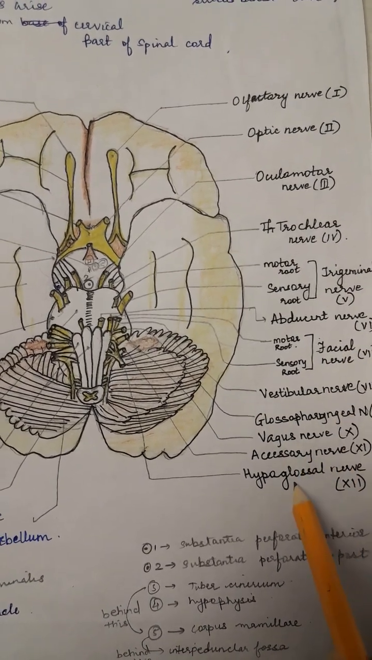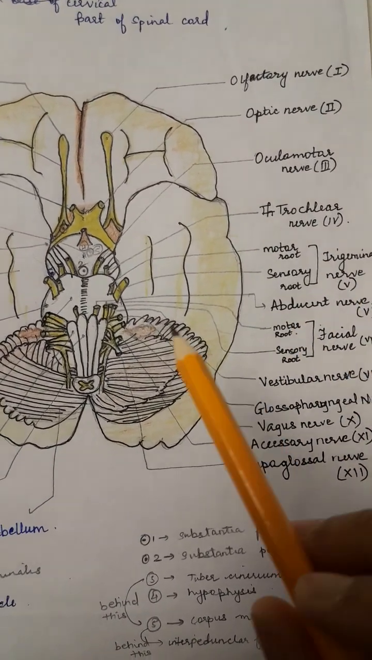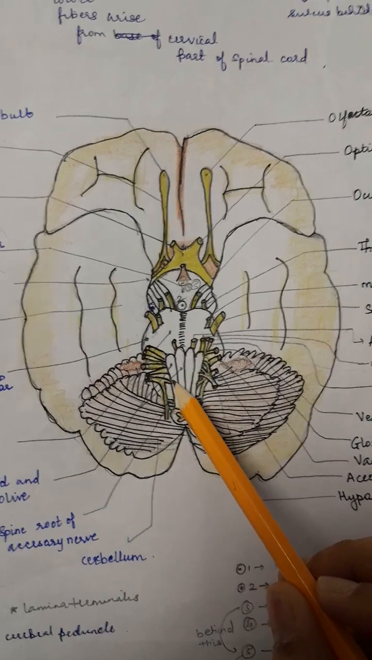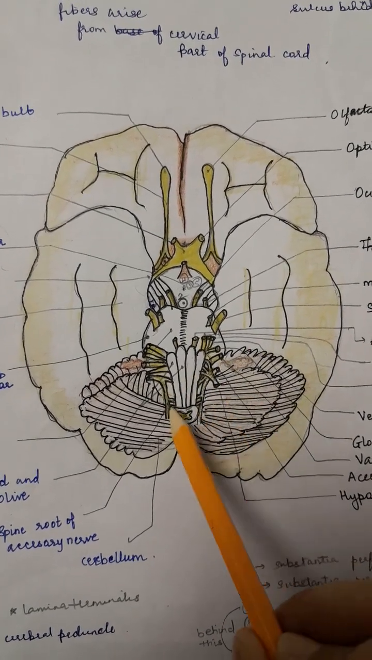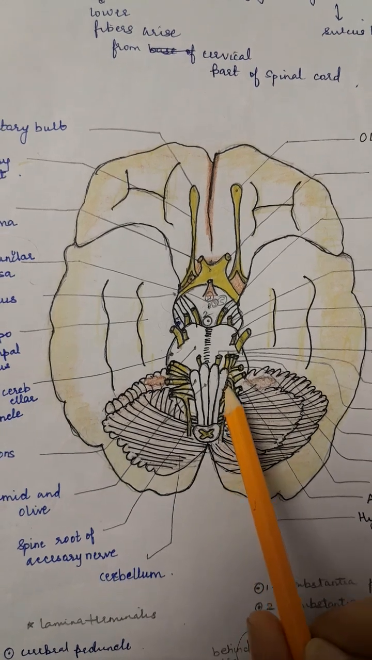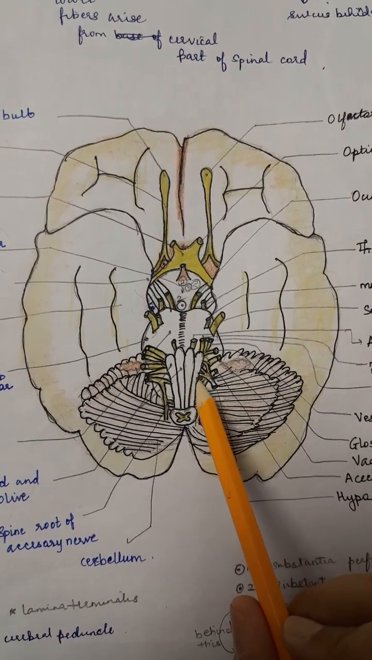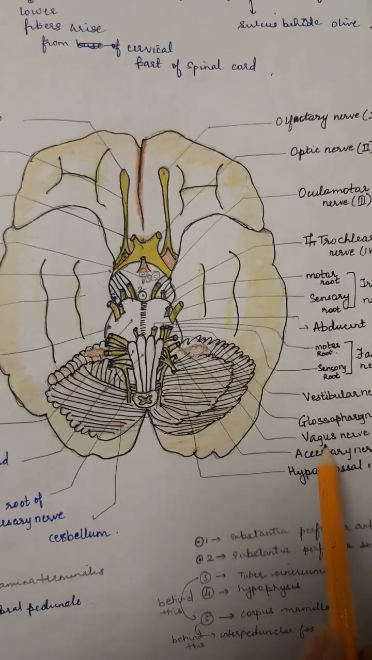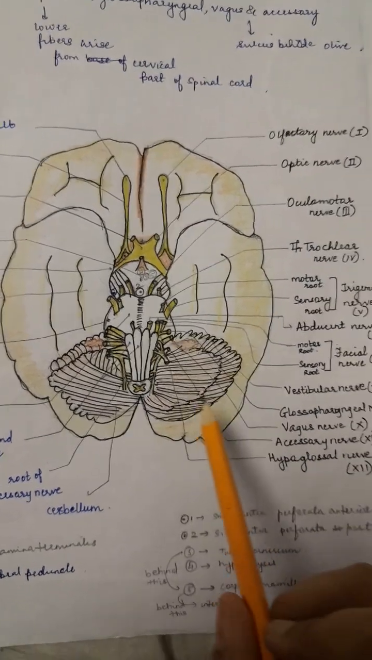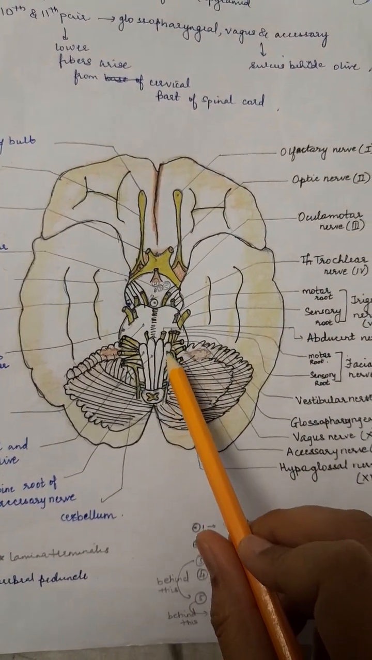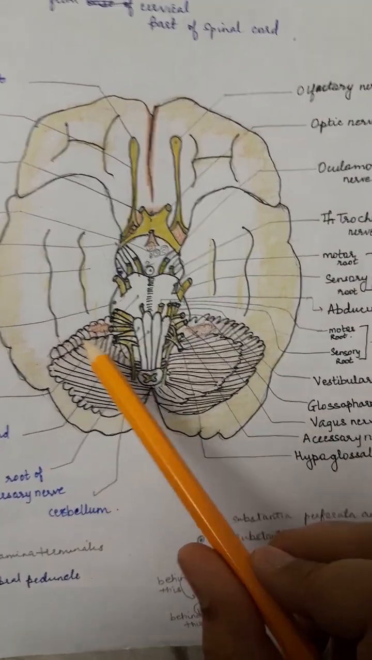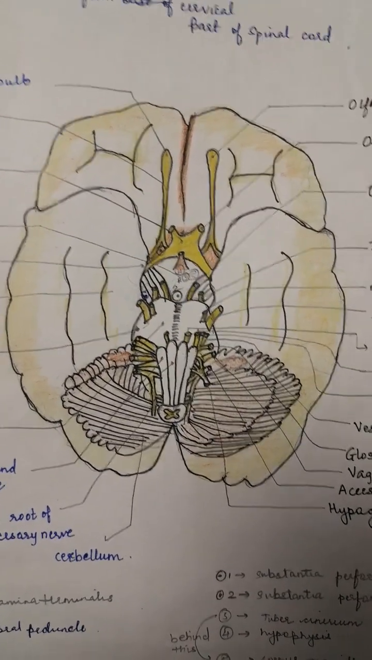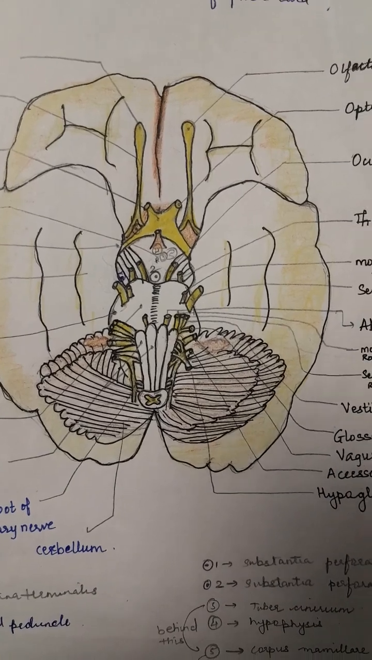Now, the hypoglossal nerve is between the olive of the medulla oblongata and the pyramid. You can see here the pyramid and olive of the medulla oblongata. The 12th pair is the hypoglossal. Here is the hypoglossal, you can see the roots of the 12th nerve formed. The roots of the 9th, 10th and 11th pairs, glossopharyngeal, vagus and accessory nerves, are in the sulcus behind the olive. You can see it. And the lower fibers arise from the cervical part of the spinal cord. Keep this in mind.